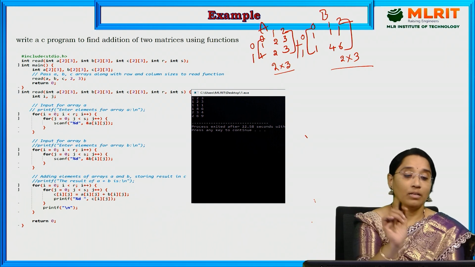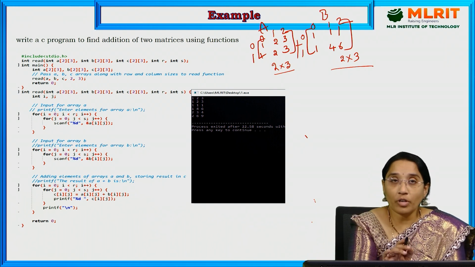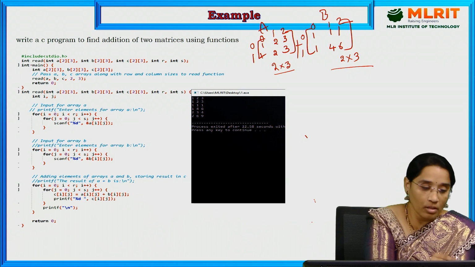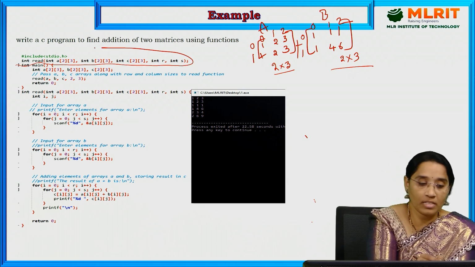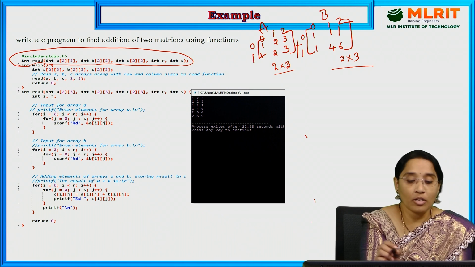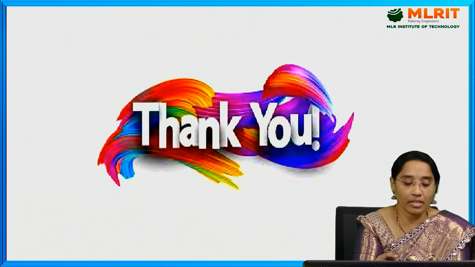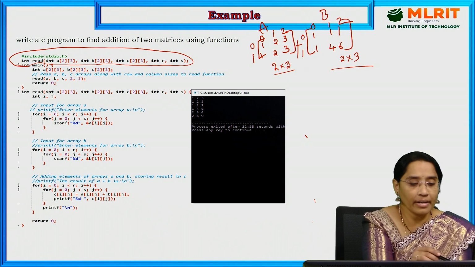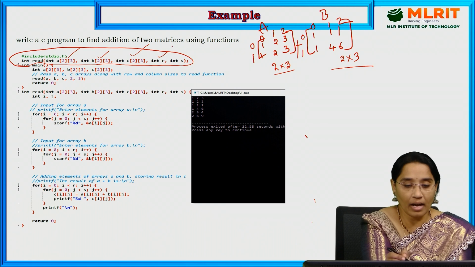Okay, but see here, you are trying to write the same program by using a function. So how to pass this array as an argument in the function? So this is your function declaration part. What is the function declaration here? Int read, int a of 2 by 3. I have taken it directly. Int b of 2 by 3, int c of 2 by 3, int r comma s.